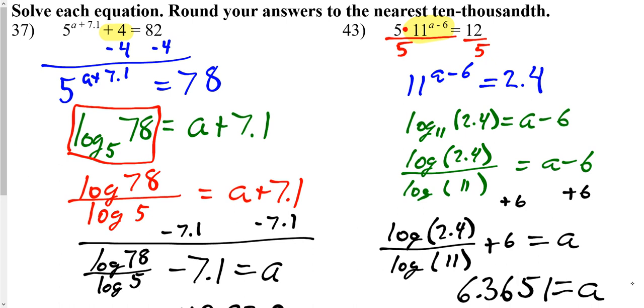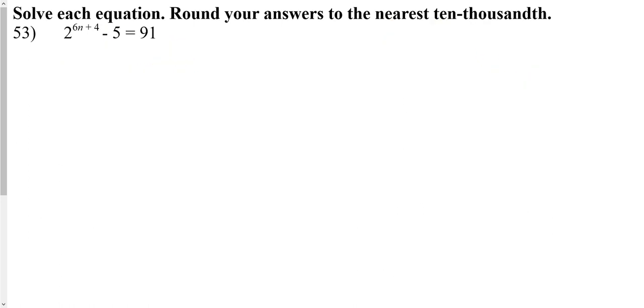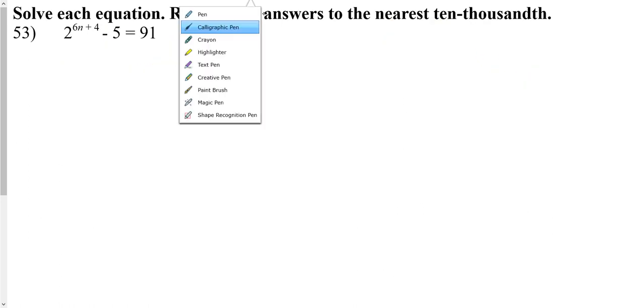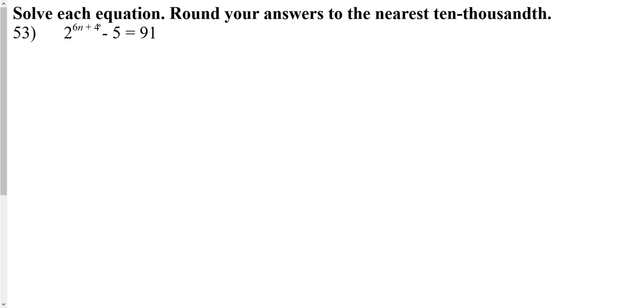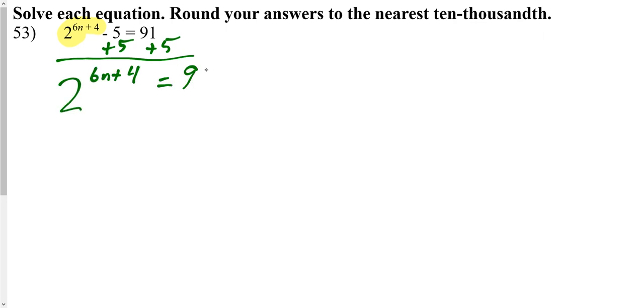So now we have another problem to look at. Once again, you need to get the part with the exponent on one side by itself before you go ahead and use your definition of a logarithm. Right now we have a minus 5, so we have to undo that, so we'd have to add 5 to both sides. We get 2 to our power is equal then to 96.